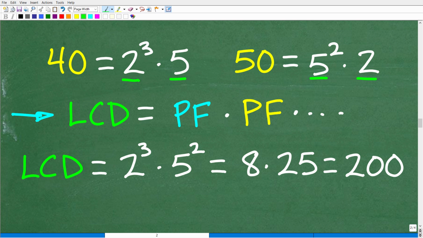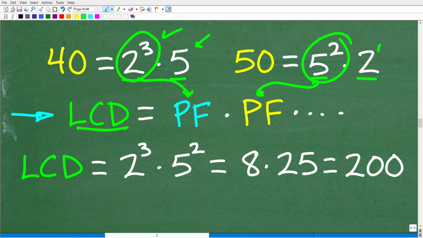The answer is no. We do have 2s and 5s with various powers, right? So the key here is you select the highest power of that number. So for example, when it comes to 2, we have a 2 cubed and a 2 to the first. We're going to take 2 cubed because it's the highest power of 2. So this is why you want to write your numbers in terms of prime factors as powers. So we need this in our LCD. And then when it comes to 5, here we have 5 to the first, but here we have 5 to the second. We need that as our prime factor.